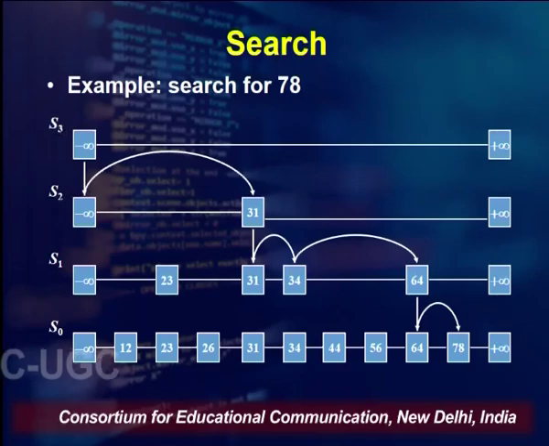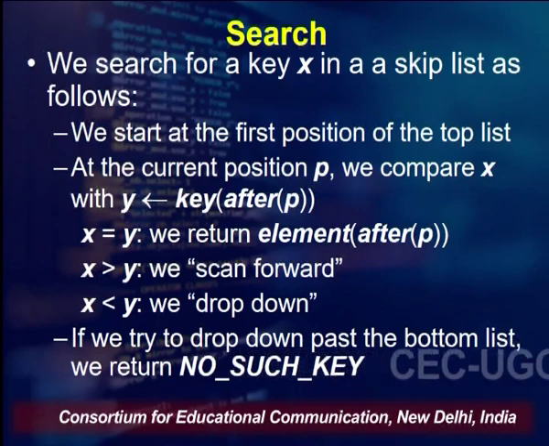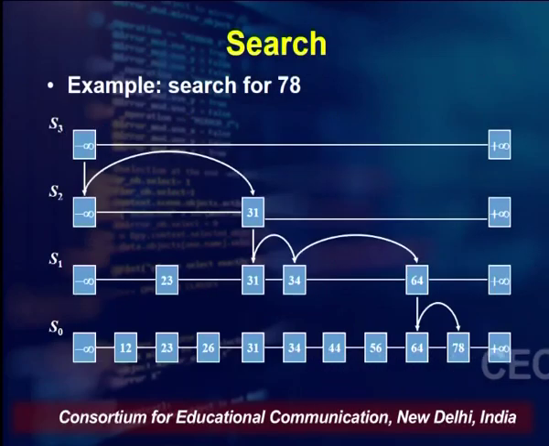What is the algorithm? Let us say we want to search for a key X in a skip list. We start at the first position of the top list, and at the current position P we compare X with the key Y, which is the key after P. In this example, say we are at level S2 and minus infinity is P. We look at the key available after minus infinity, which is 31.